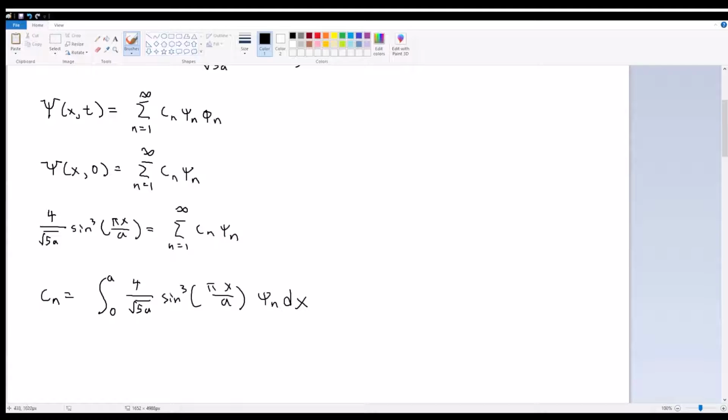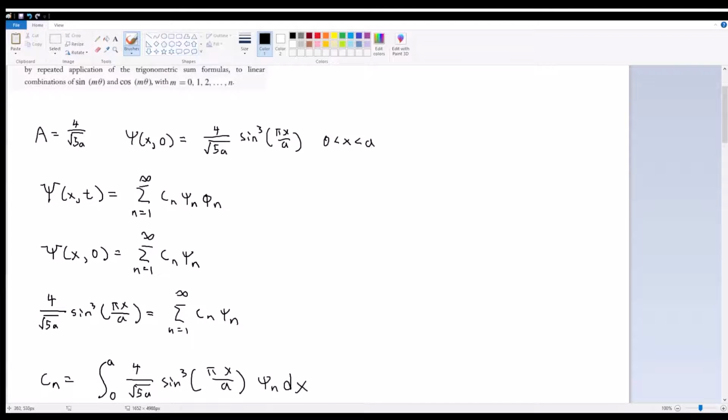And technically, at this point, we're done. Because this does give us a general formula for cn, and then we can recognize that psi of x comma t is just going to be cn psi n phi n. And we know the general form for psi n and phi n, so we're done. However, there actually is room to go a little bit extra here, and the reason why I'm saying that is because right now we just know the general formula for cn, but we don't know if actually the cn terms go to infinity or not.